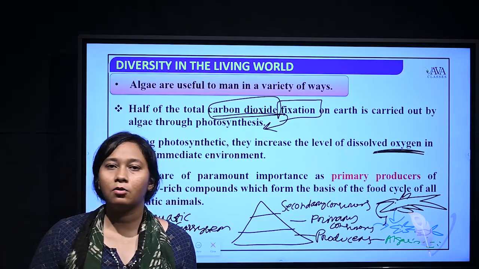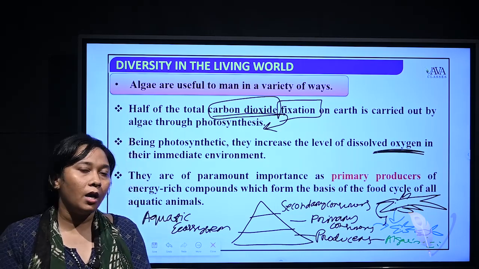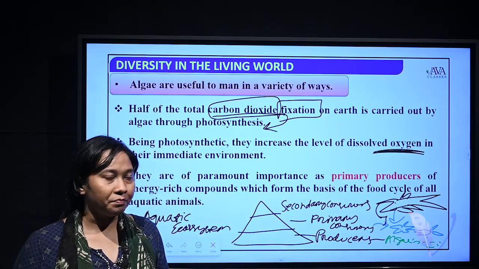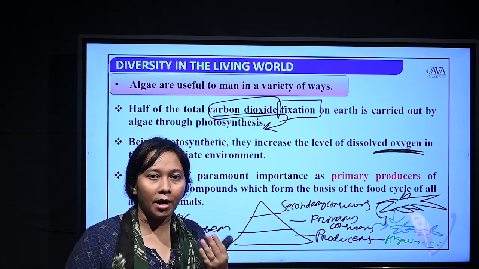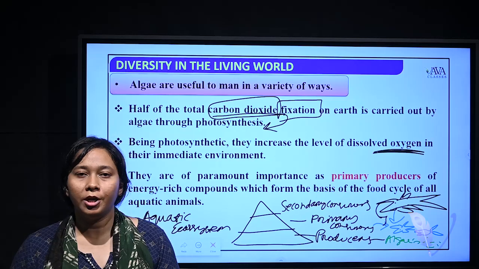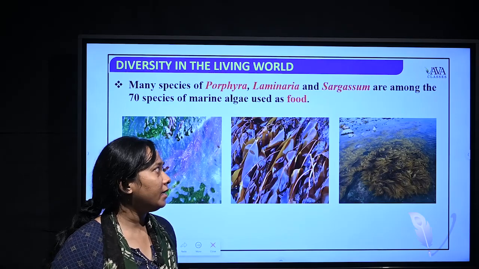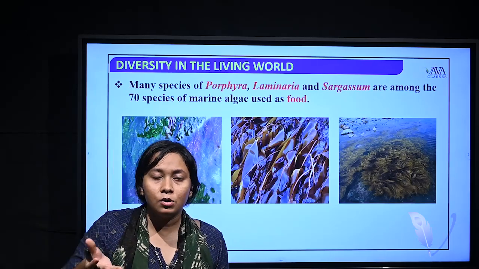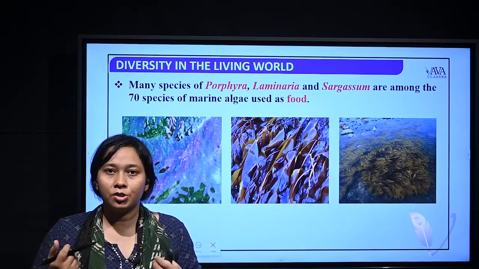So whether it is an aquatic ecosystem or a land ecosystem, generally plants are the primary producers. In the aquatic ecosystem also, algae play a great role in the primary producer community. In the food chain, they play the role of the primary producer. There are also some algae, for example Porphyra, Laminaria, Sargassum, which are edible, so they can be used directly as food or in salads.